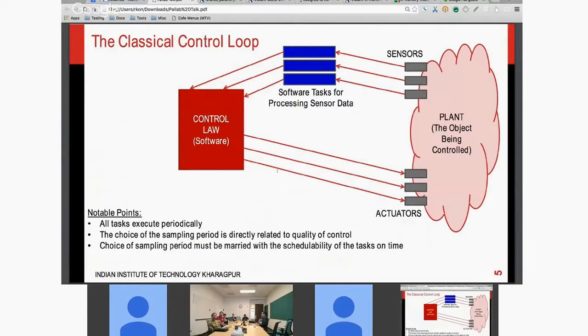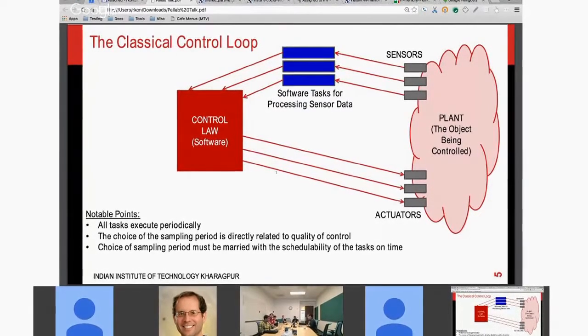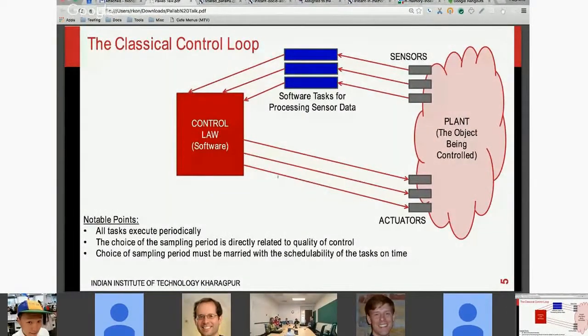There may be multiple sensors which are periodically reading the variables of the plant. And there are the software tasks which process those sensor data. For example, when you're looking at an adaptive cruise control, the radar data will reveal the distance to the lead vehicle, and that's a non-trivial amount of computation that goes into that task. And then once the scenario is known, the control law is applied, which tells in what way the control variables will change their values so that the plant is appropriately controlled.